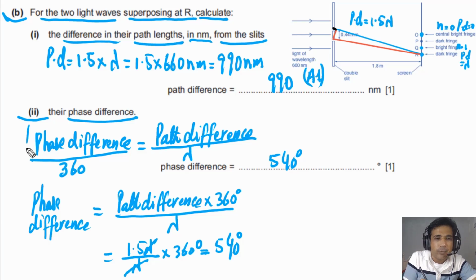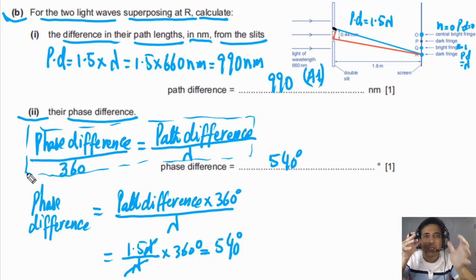This formula is very important. You can see in this formula how phase difference and path difference are linked together. So the understanding of this formula is very important, and you will see this type of questions in many past papers. So try to understand this concept, how these two are linked together. So in this case, phase difference is equal to 540 degrees.